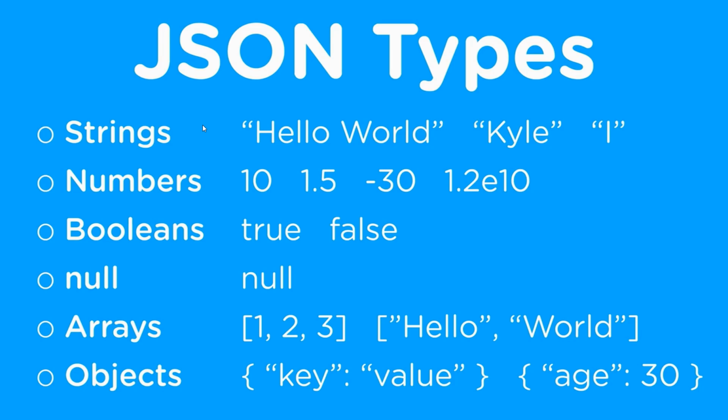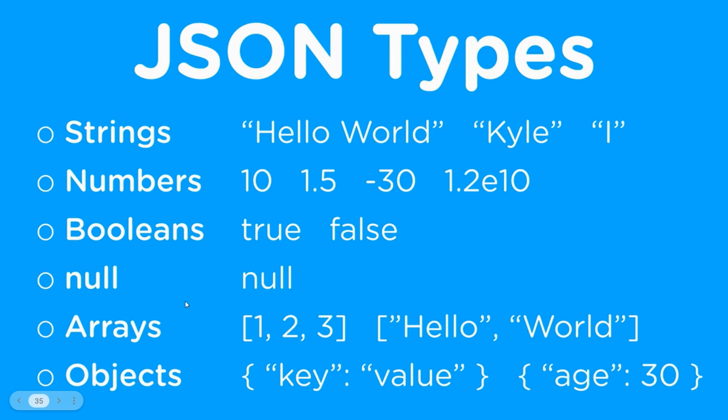numbers, and those numbers can be in any format, whether decimal numbers, whole numbers, negative numbers, even scientific notation numbers. It supports booleans, which can be either true or false. It supports null, which essentially stands for nothing, arrays, which can be a list of any of the types that we talked about, plus the next type, which is the final type, object.